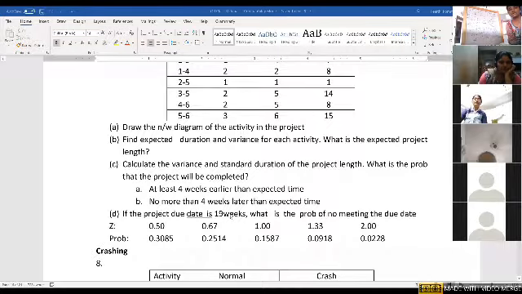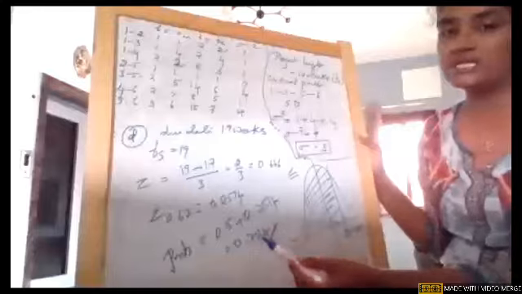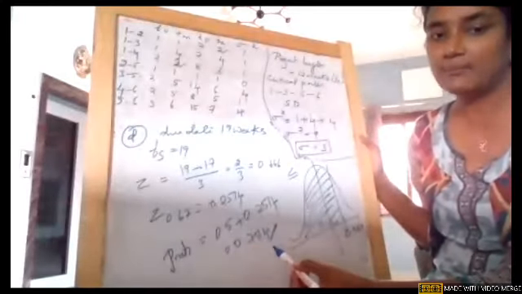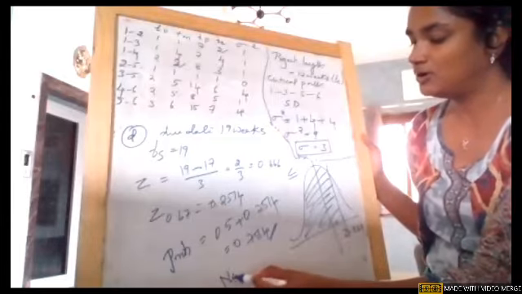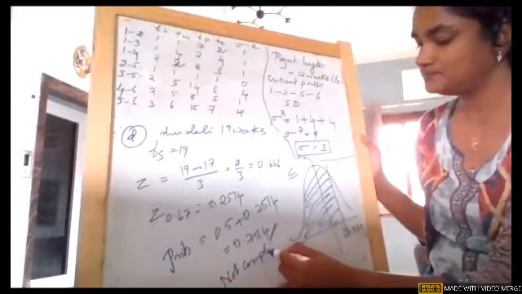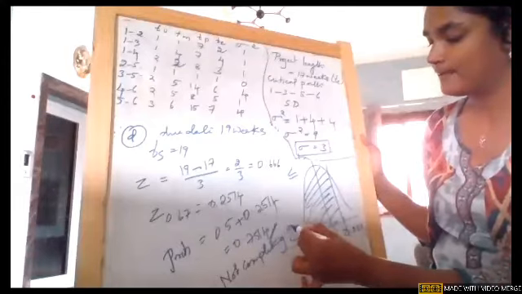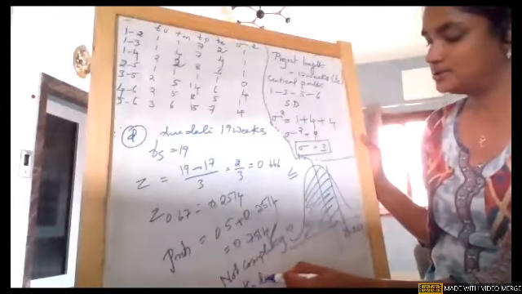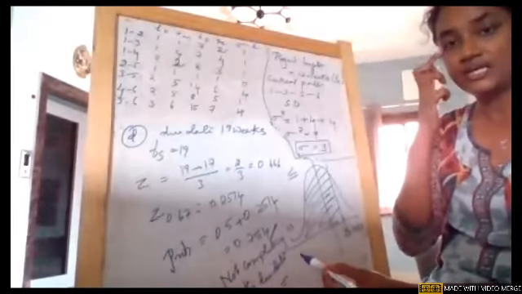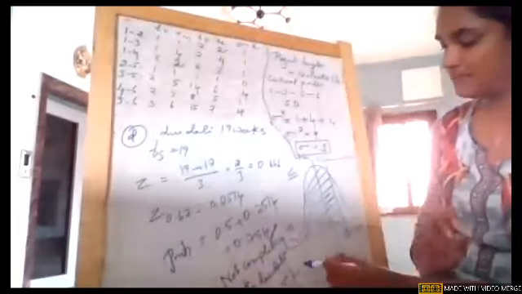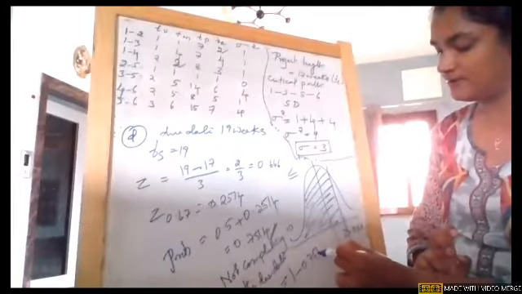Now there is one small thing they're asking. If the project due date is 19 weeks, what is the probability of not meeting the due date? Obviously they're asking us the opposite statement, girls. The probability we found is that the project will be completed within the due date, but this asks for not completing in the due date, which is the opposite of it. We all know there is one universal logic: all the probabilities add up to 1. So 1 minus completing within the due date, which is 0.7514.